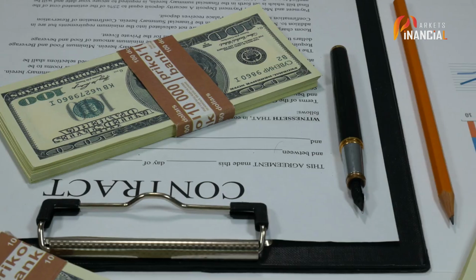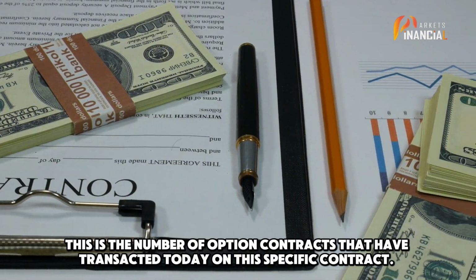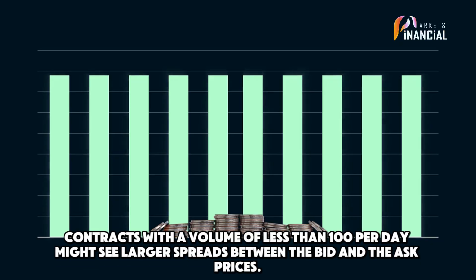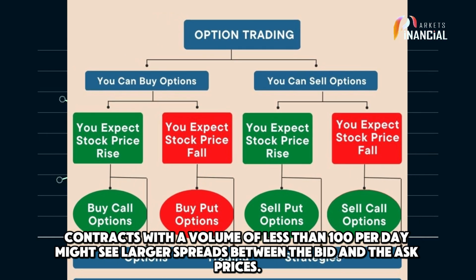Volume. This is the number of option contracts that have transacted today on this specific contract. Contracts with a volume of less than 100 per day might see larger spreads between the bid and the ask prices.